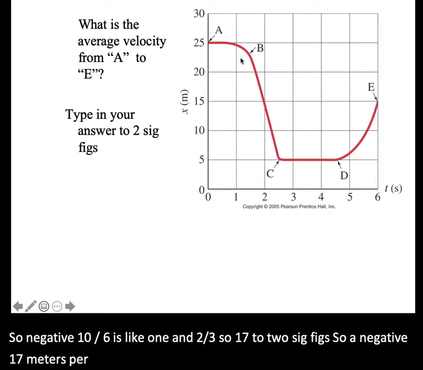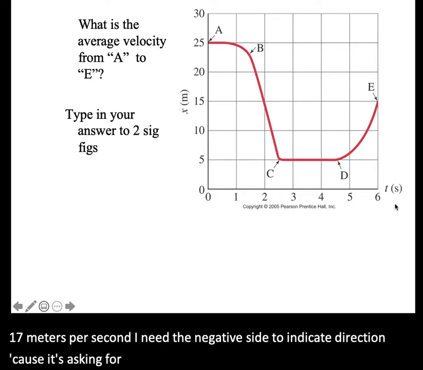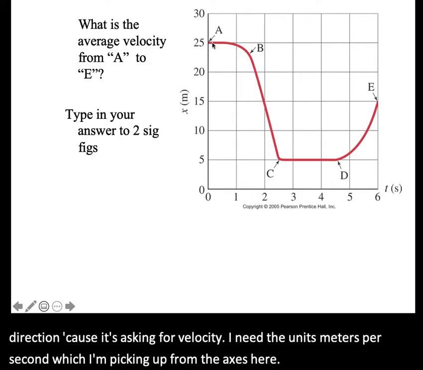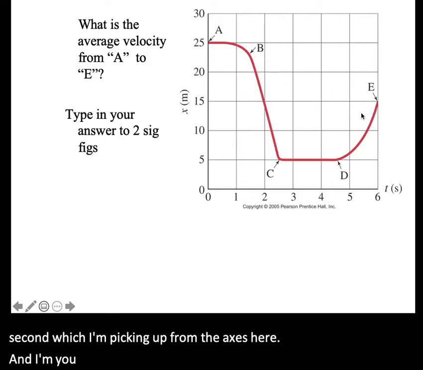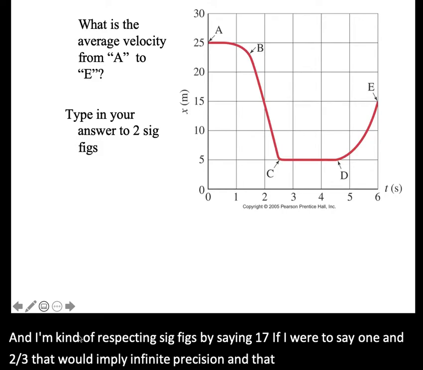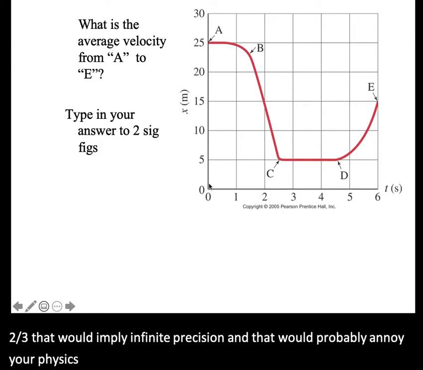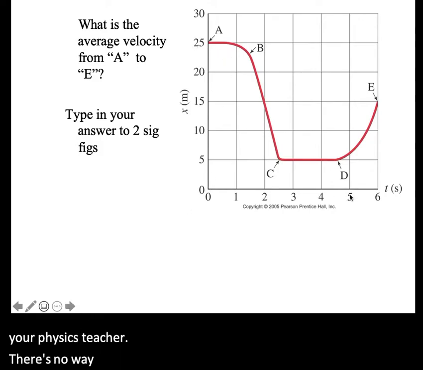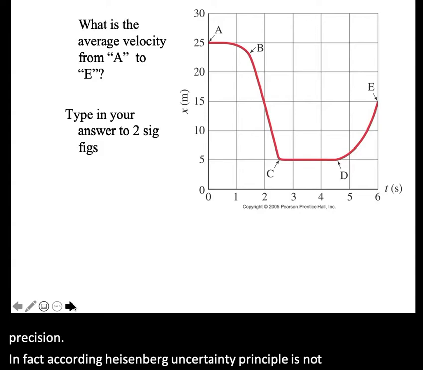Right? I need the negative sign to indicate direction because it's asking for velocity. I need the units, meters per second, which I'm picking up from the axes here. And I'm kind of respecting sig figs by saying 1.7. If I were to say 1 2/3, that would imply infinite precision, and that would probably annoy your physics teacher. There's no way anybody measured your position or time with infinite precision. In fact, according to the Heisenberg uncertainty principle, it's not possible. So take that, math people.